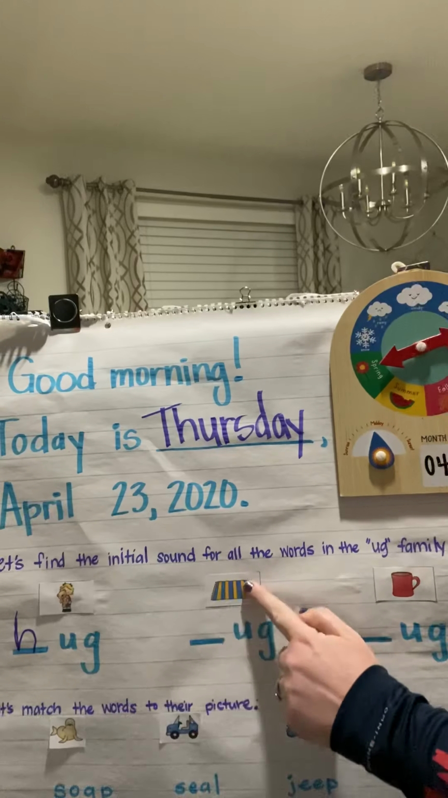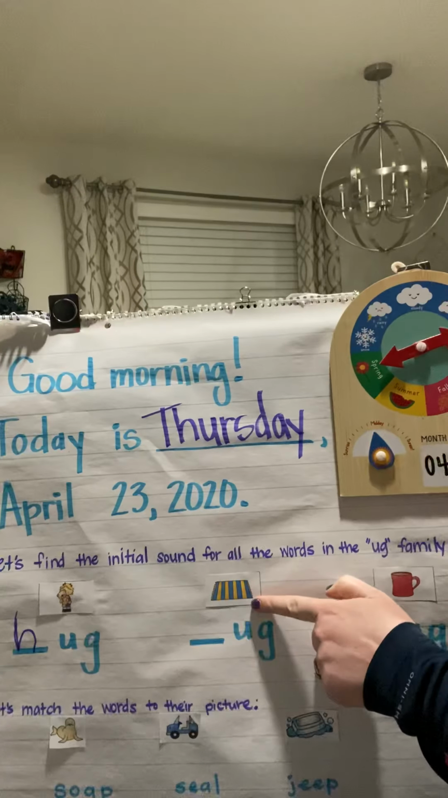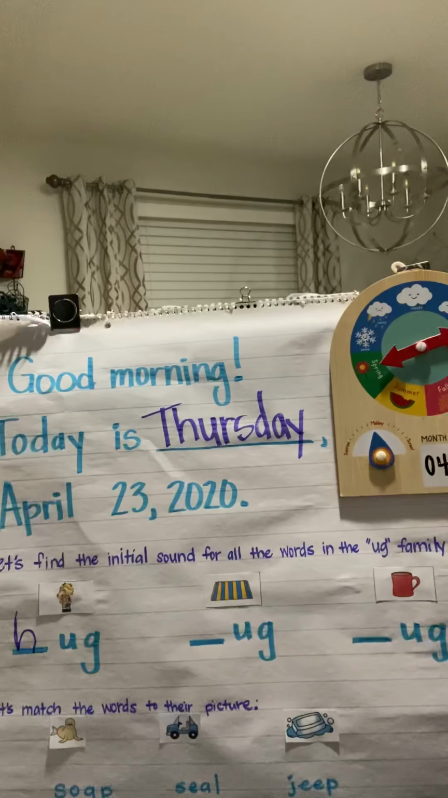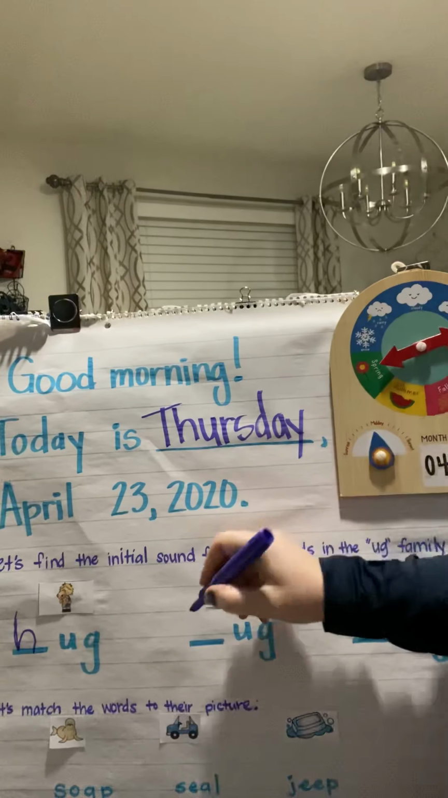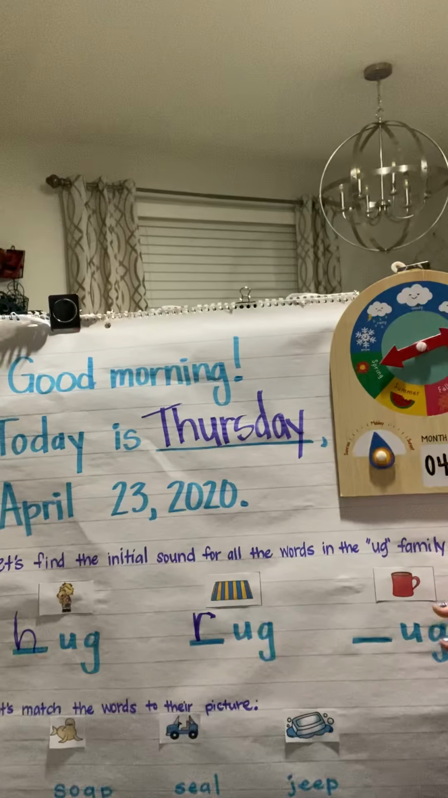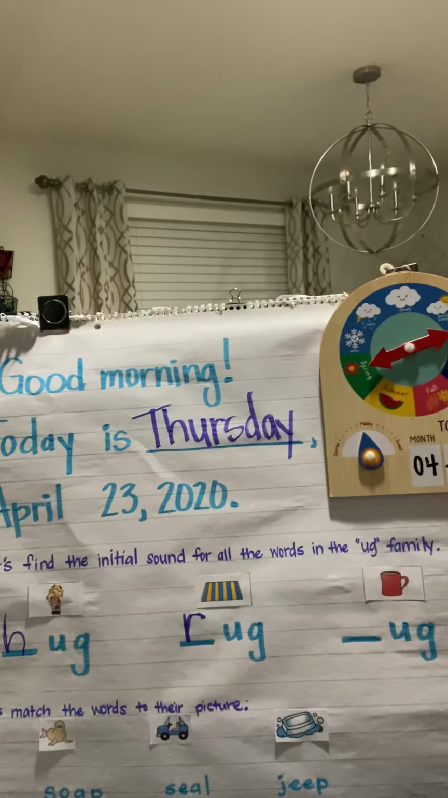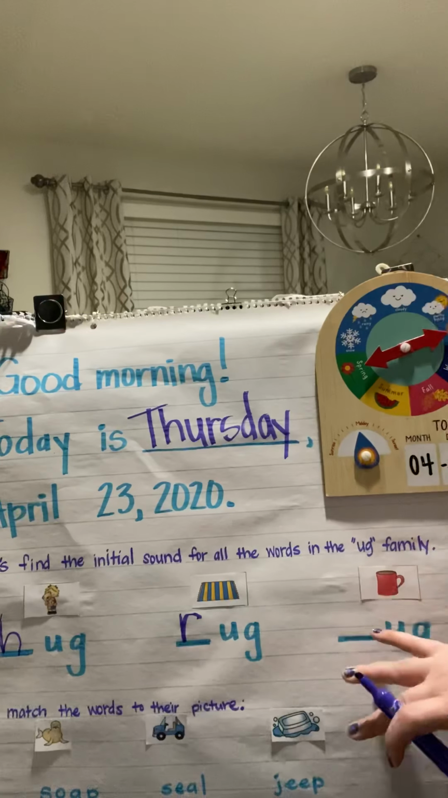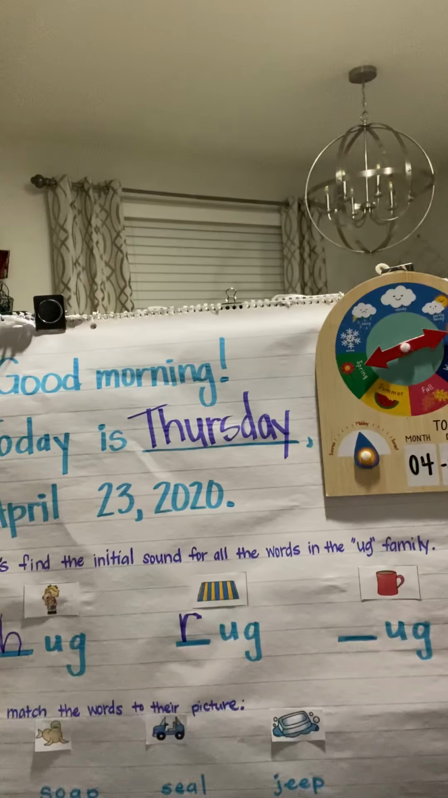And the next one, we have a picture of, what is this here? A rug. Say rug. Rug. What's the initial sound that we hear? Rug. Which is the letter R. Nice. And then on the next one, we know that this is also known as a cup, but because we're not talking about cups, we need something that has UG at the end. We actually have a mug. Say mug. Mug. What's the initial sound that you hear? Mug. M, right? Good job.